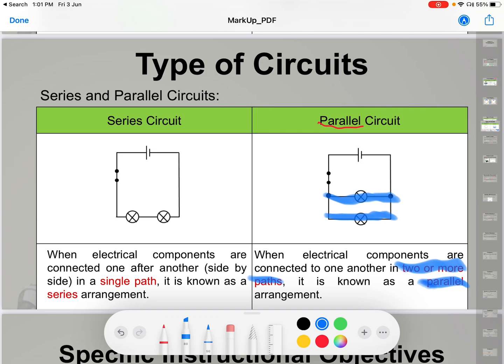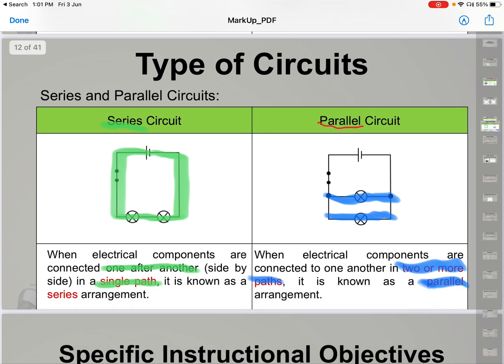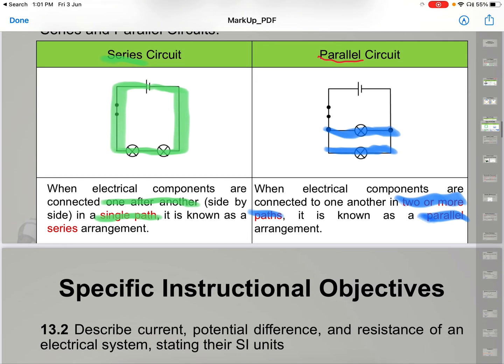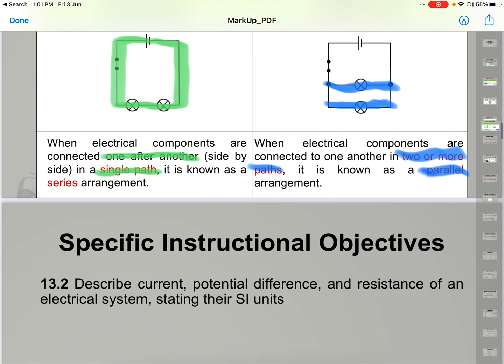Now let's take a look at the series circuit. You can see that it goes only in one direction. The components are connected one after another in a single path. So please take note of the keywords: series will be a single path and parallel will be two or more pathways. We call them pathways.